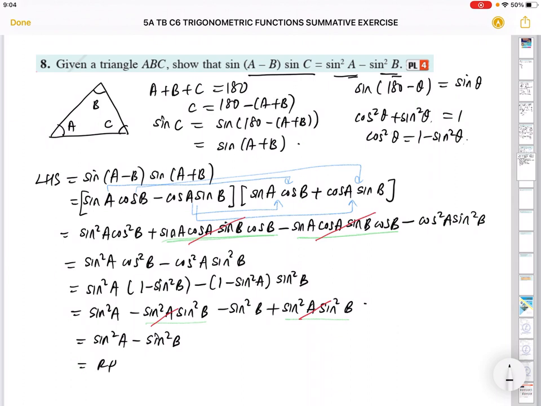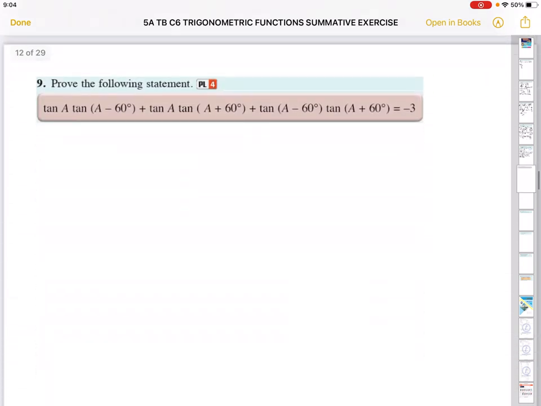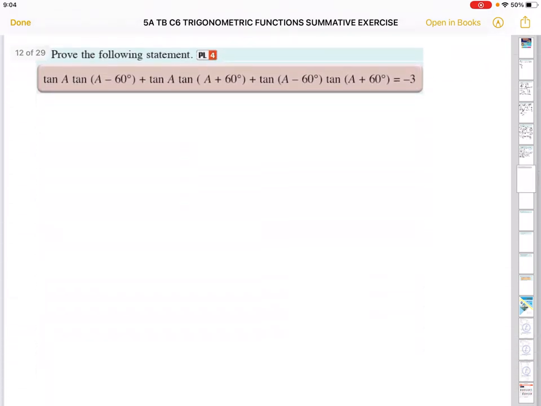Let's move on. Question number 9, another proving question. Okay, so I look at this, it's like, wow, so many tangent A plus and minus 60. So I think we can actually simplify first before I sub in, right? So I would say tangent A minus 60, when you expand, is tangent A minus tangent 60. Okay, sorry, I haven't finished yet. Divide by 1 plus tangent A tangent 60.